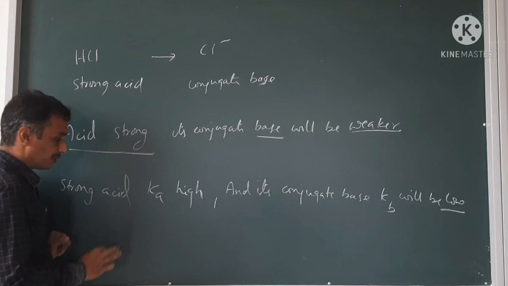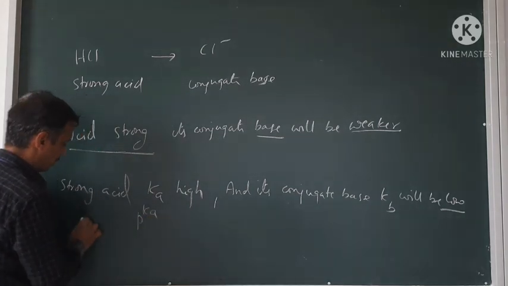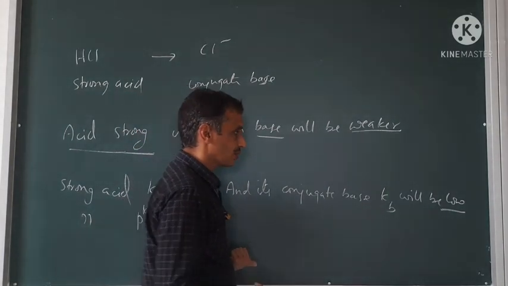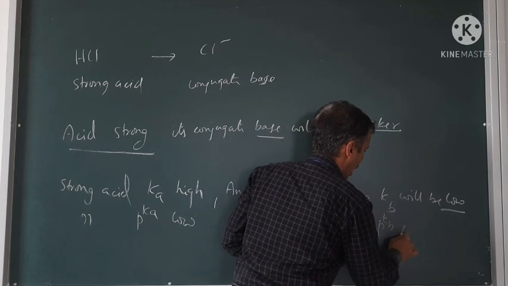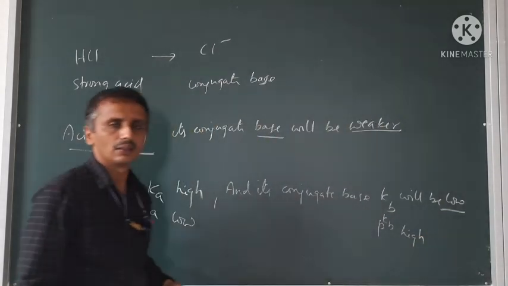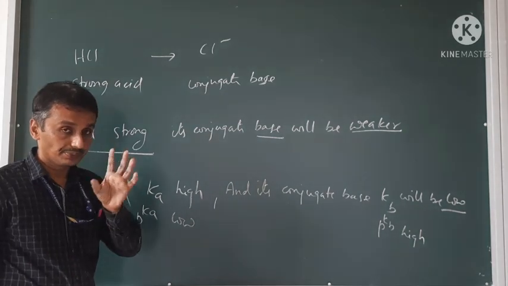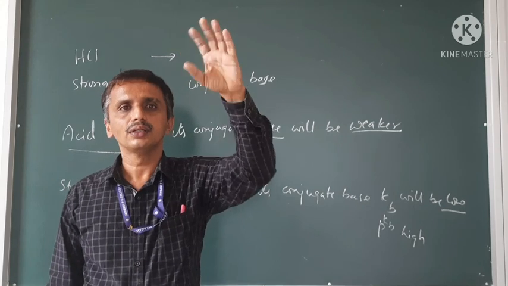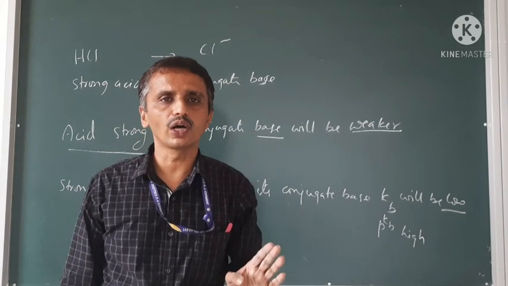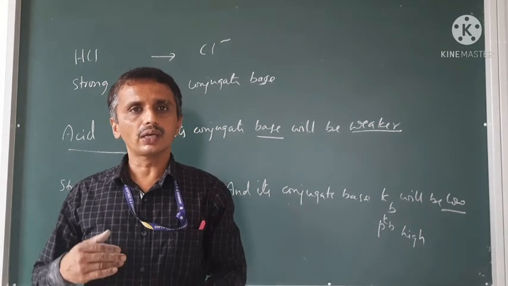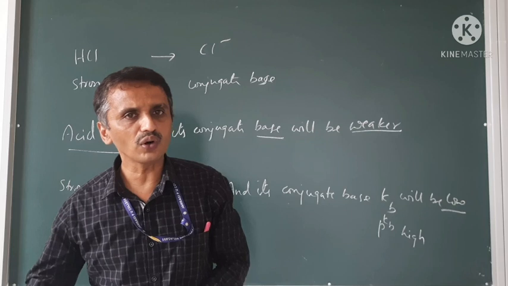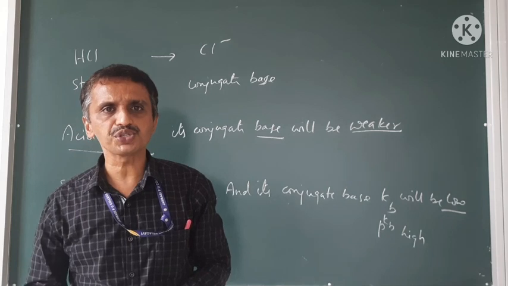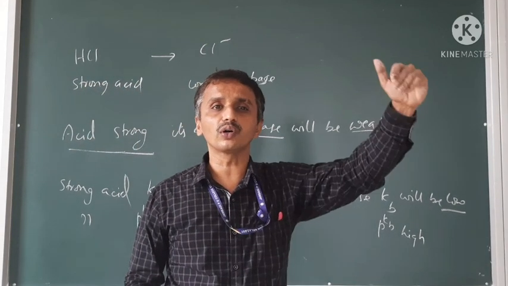And if we go with pKa, it will be low for a strong acid, whereas the conjugate base will have a high pKb. Note it properly. Ka will be high for the strong acid, pKa will be low for the strong acid. Kb will be low for weak bases, pKb will be high for weak bases.